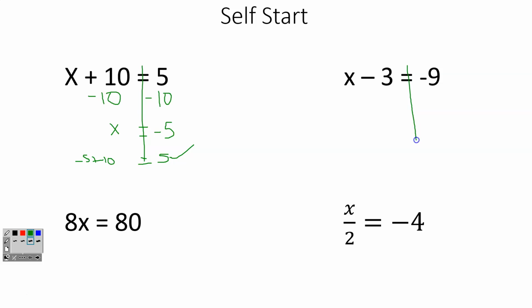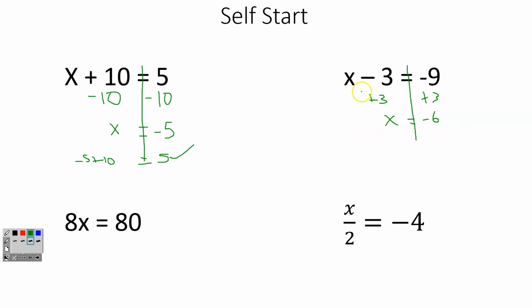Okay, over here, draw my fence. What I do to one side, I do to the other. The opposite of subtracting 3 would be to add 3. So I'm going to add 3 to both sides. Last thing, x equals -9 plus 3 is going to give me an answer of -6.